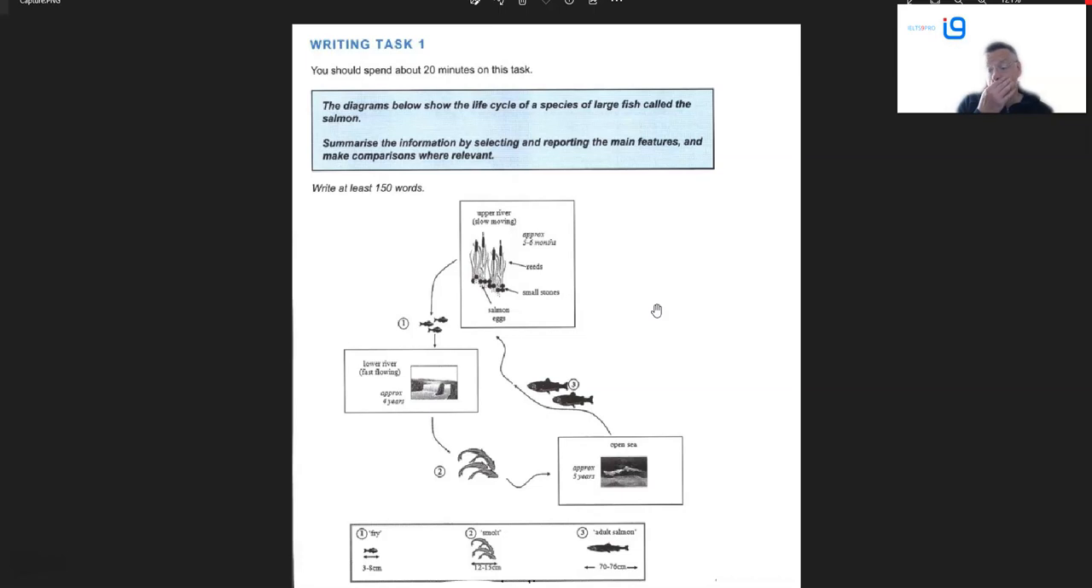So, what we're looking at now is test number 4 from Cambridge 10, IELTS previous papers. As you may or may not know, as I keep saying, we're doing every single writing task one from the academic Cambridge previous papers, 17, 16, 15, 14, 13, 12, 11. This is test 4 of number 10. We're starting on Cambridge 9 immediately after this one. So this one's relatively straightforward: the life cycle of a large fish called the salmon.